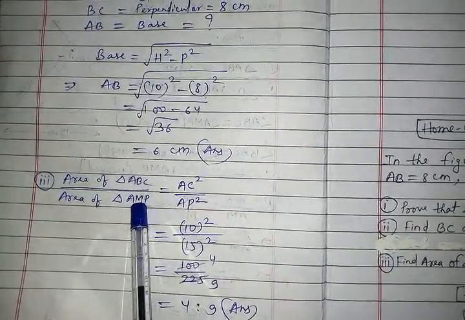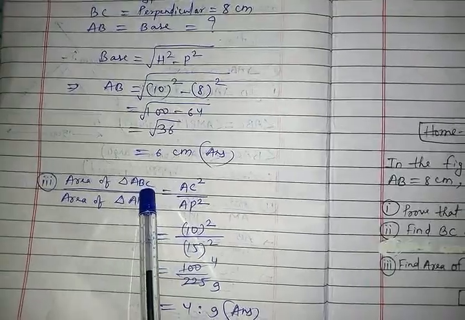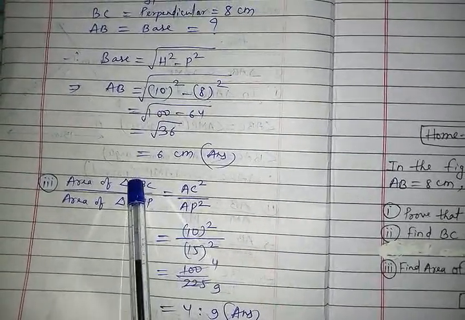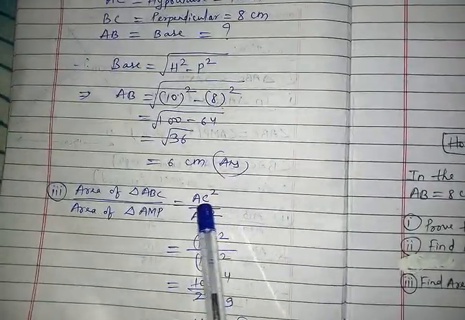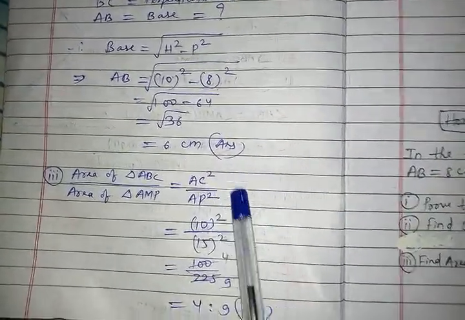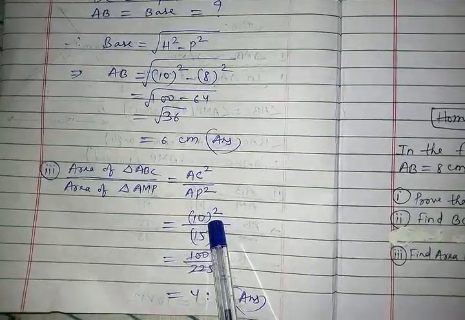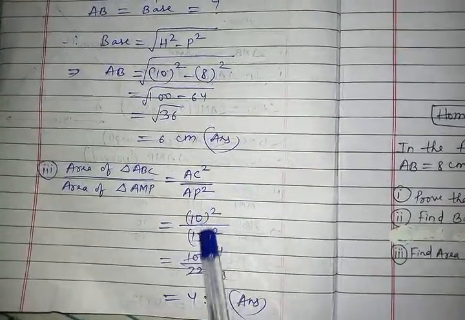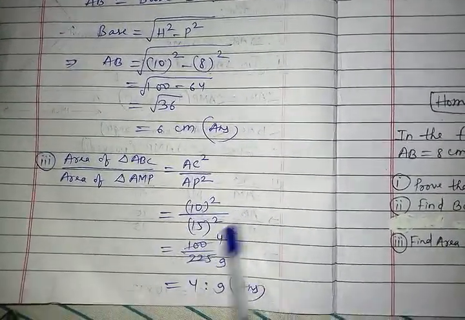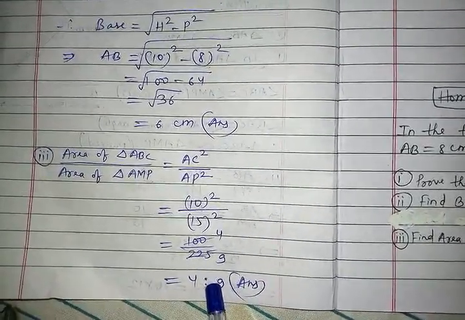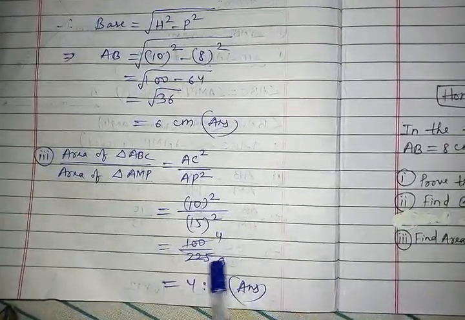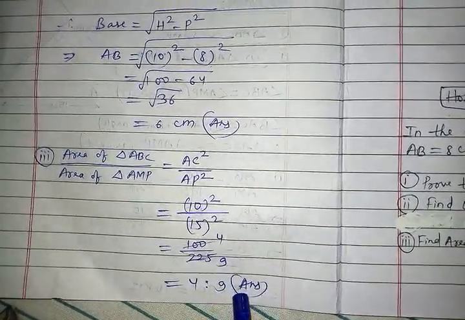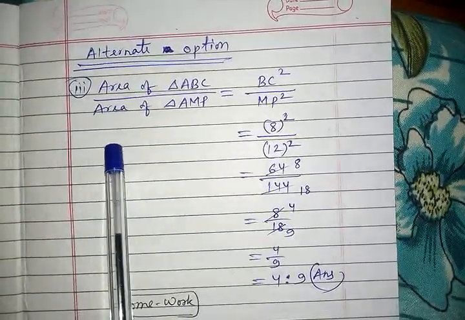BC we know, MP also we know. So we could have taken BC also, MP also. But AC and AP also is given. So I am doing now AC square by AP square. AC value you can check, it is 10. In the diagram you can check. AP also you can check from diagram, it is 15 square. 10 square by 15 square is 100 by 225. If you cancel, then with 25, 25 4s are 100, 25 9s are 225. 4:9 is our answer.